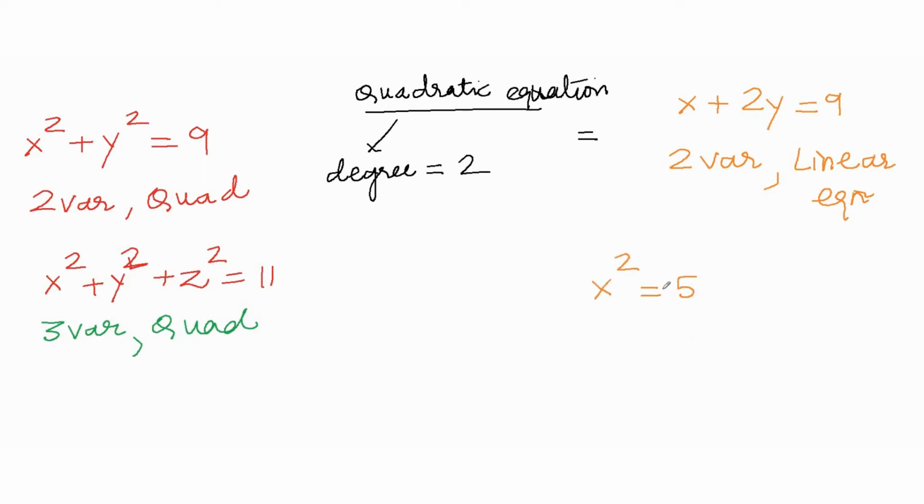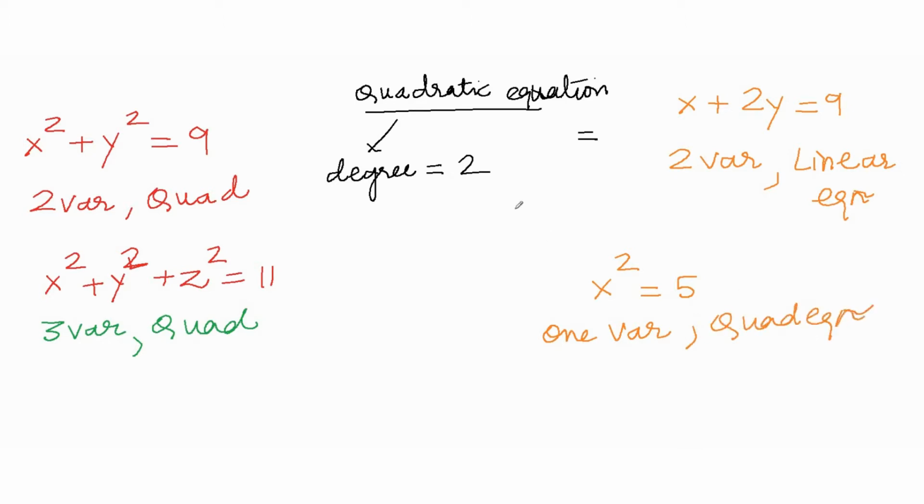Then if you take, say, x square is equal to 5. In this case, you will notice that there is an equation with only one variable, which is x. And the highest power of x is 2. Therefore, this is a quadratic equation, right?